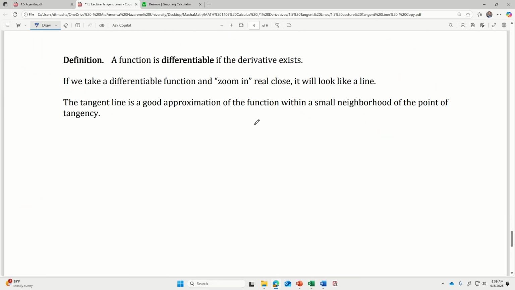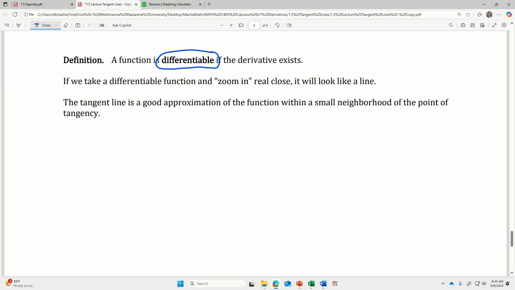A function is differentiable. This is a vocab word that you should be familiar with. We'll use it a little bit this semester, the word differentiable. A function is differentiable if the derivative exists. Differentiable just means you're able to take the derivative. If we take any differentiable function and you zoom in really close on Desmos, it will look like a line.